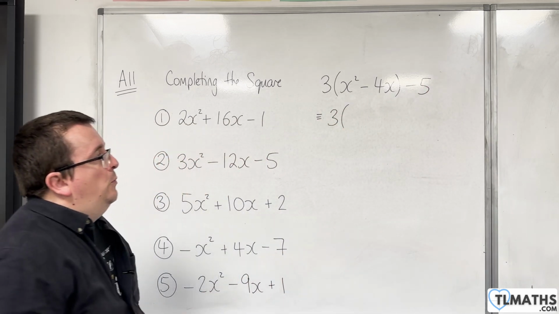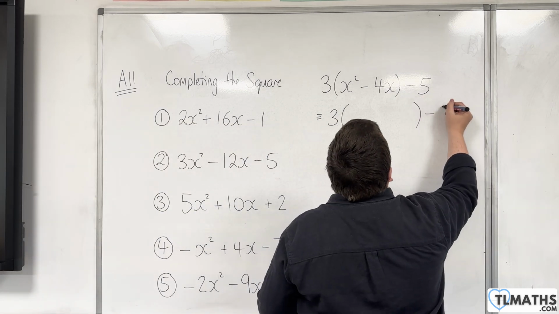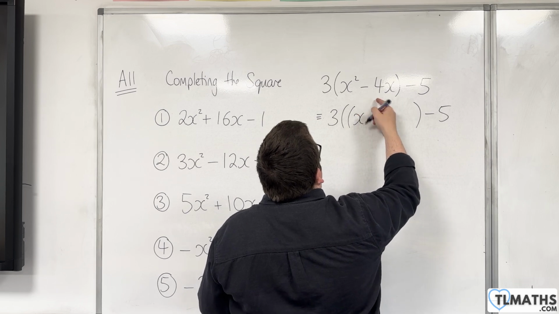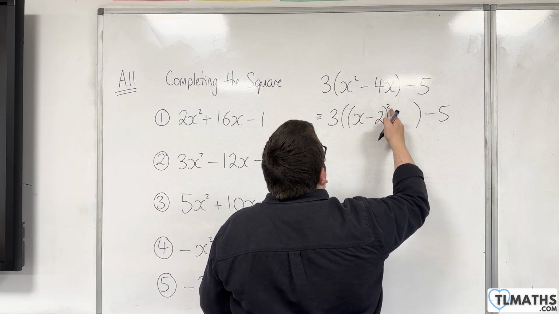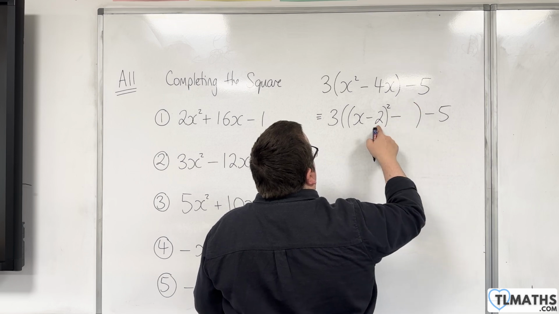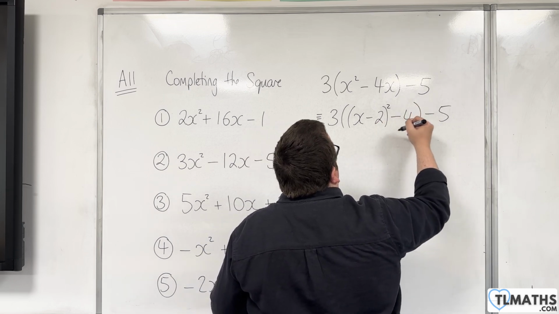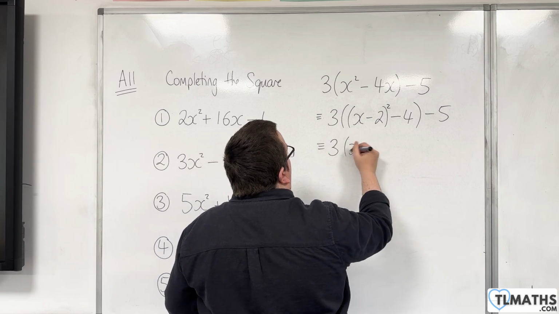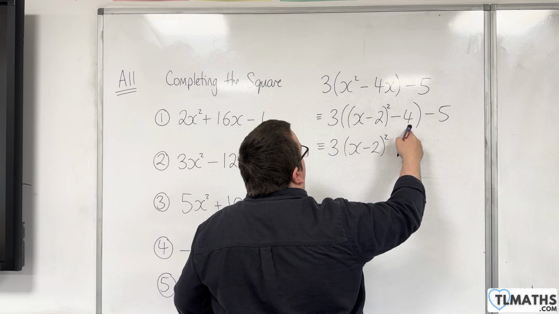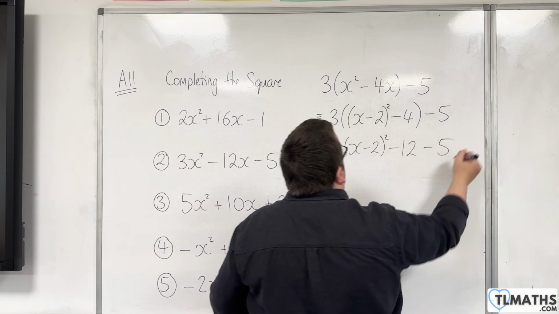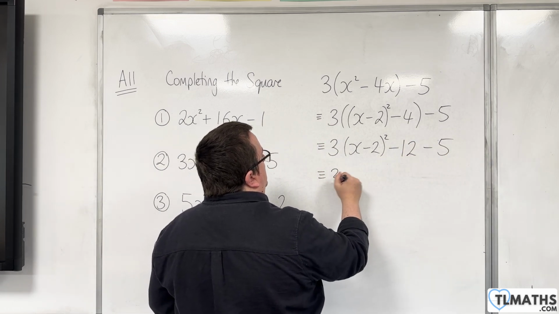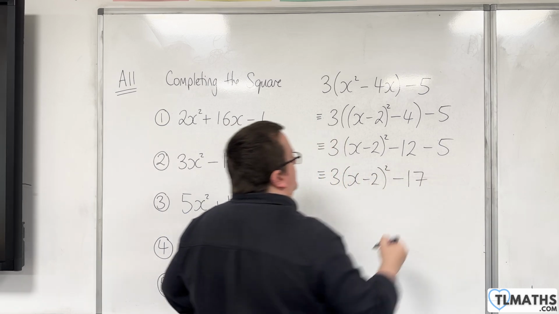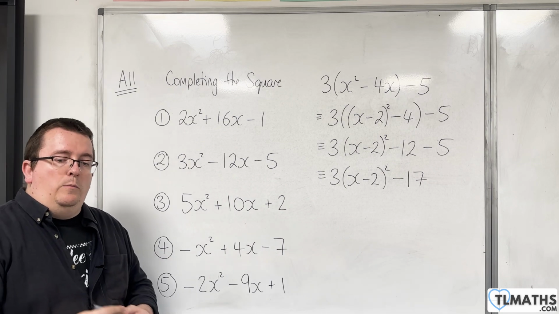We're going to complete the square on what's inside that bracket. So x squared take away 4x, half of minus 4 is minus 2, squared, then we subtract this number squared, so take away 4. Then we multiply out the bracket, 3 lots of x take away 2 squared, 3 lots of minus 4, and we've still got the minus 5. So 3 lots of x take away 2 squared, minus 12 take away 5 is minus 17. Okay, and we're done.